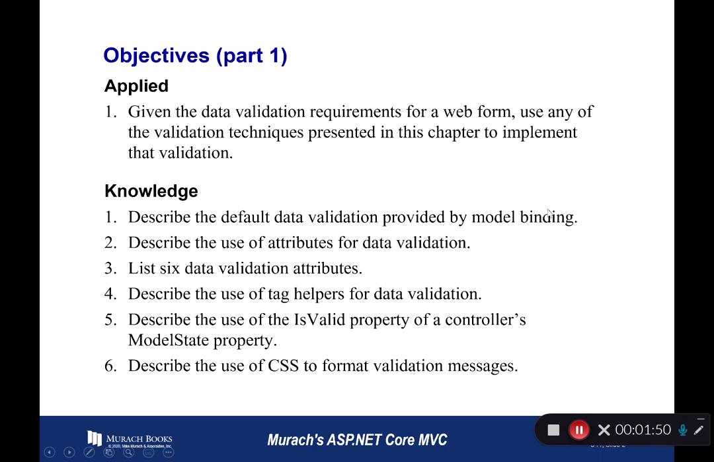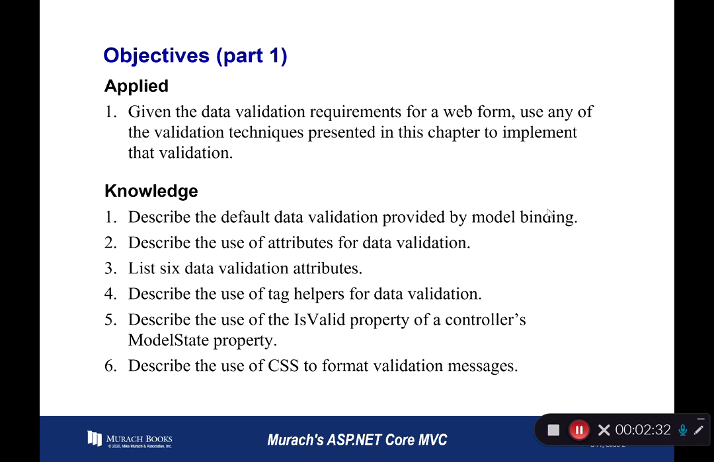I'm not going to spend too much time on the PowerPoint. We're going to describe the default data validation provided by model binding. So model binding already gives us a little bit of default validation. We'll find it when we use the ModelState.IsValid property that is attached to our controller. We'll see that we can make sure that we only do certain methods or certain processes only if the model is valid. And then we're also going to put some attributes on our model to ensure that the data is properly validated before we put it in our database.